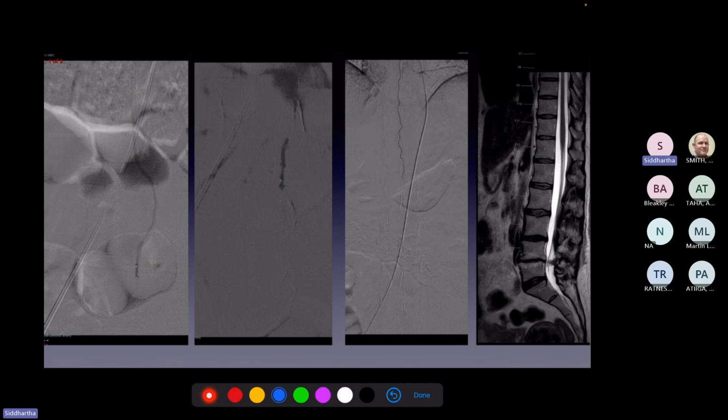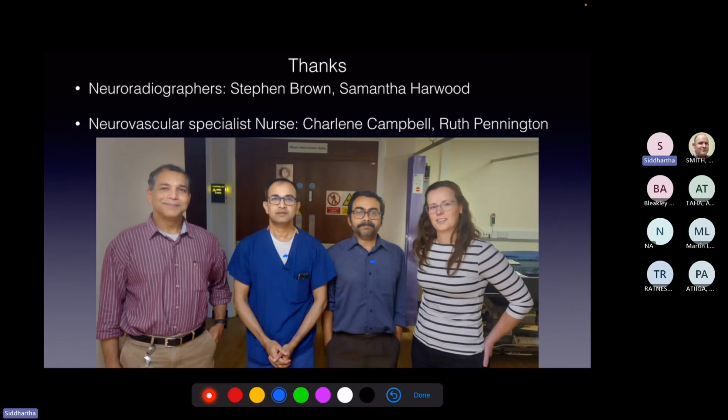And this is our team. That's Dr. Sanwakar, Dr. Chatterjee, Dr. Rebecca Hyde. And we have support from Stephen Brown, Sam, and our neurovascular specialist nurses, Charlene and Ruth Pennington. We have had additional radiographers appointed in view of our expanding stroke service. So we got three more radiographers now. So that's our team, and that's the last slide of my presentation.